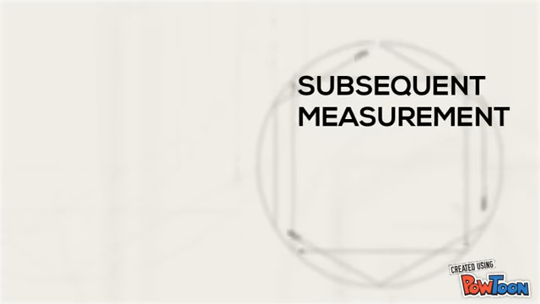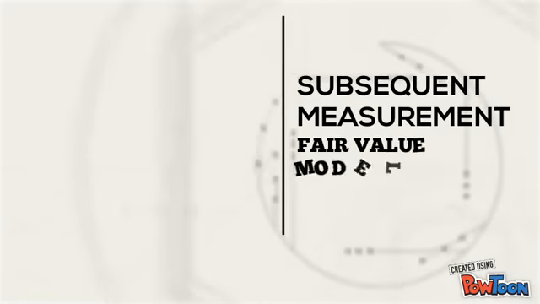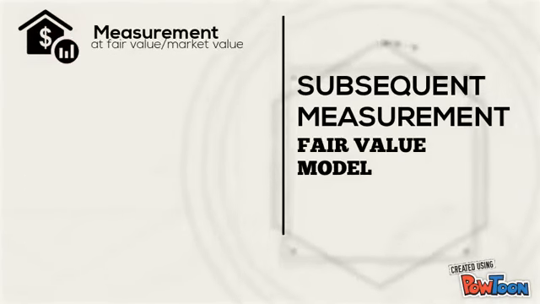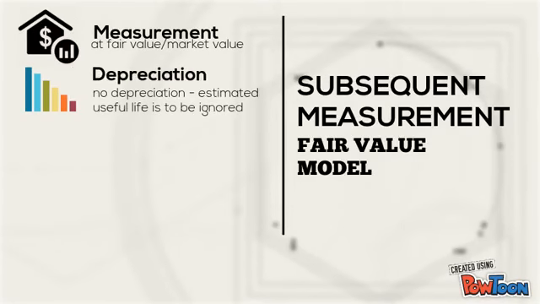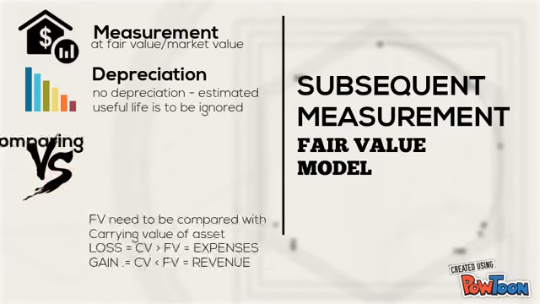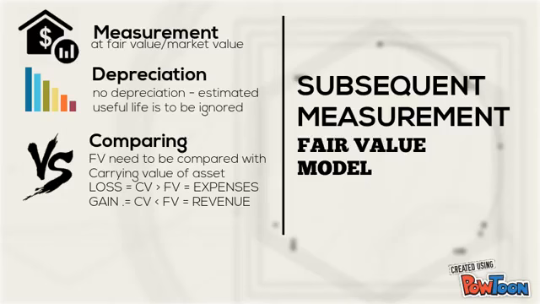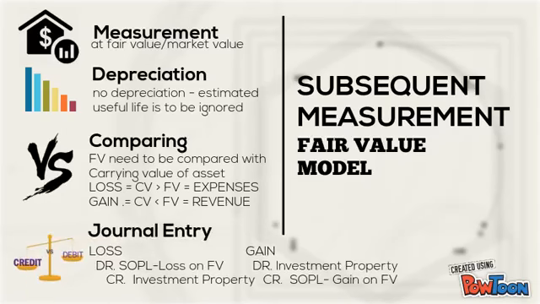The second model is the fair value model. Assets will be measured at fair value or market value. No depreciation will be made for the asset. Any gain on the fair value will be revenue in the SOPL. But if there is a loss on fair value, it will be expensed in the SOPL.